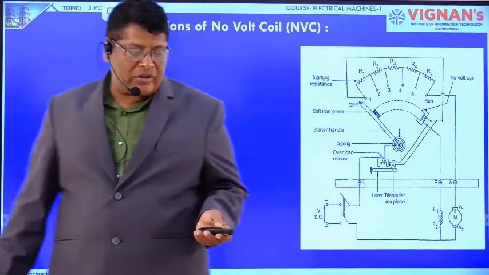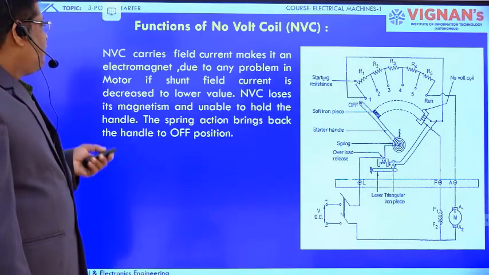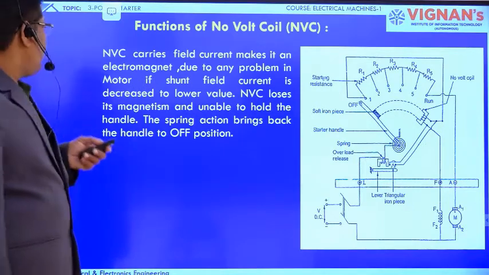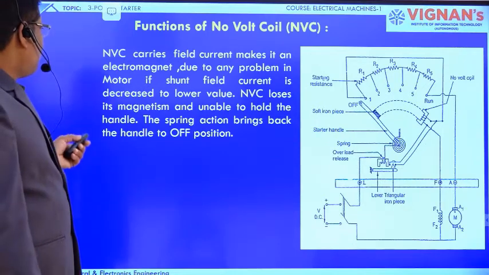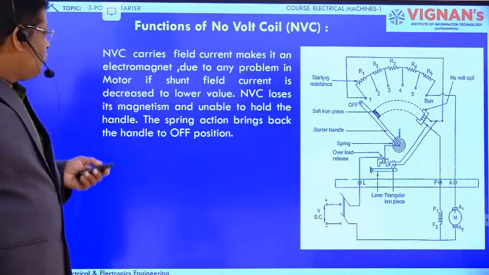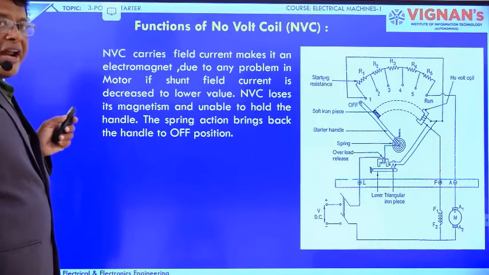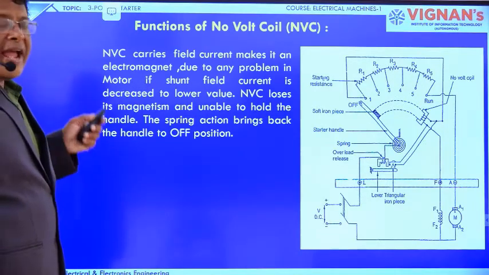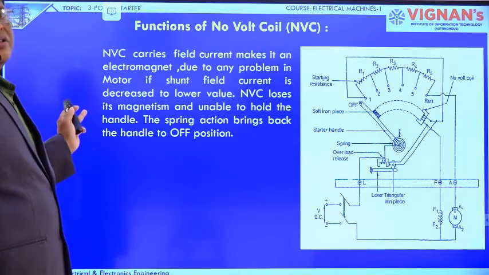Already we have discussed this one. The no voltage coil carries the field current, which makes it an electromagnet. Due to any problem in the motor, if the field current is decreased to a lower value, the no voltage coil loses its magnetism and is unable to hold the handle against the spring action, so the handle will return to the off position.